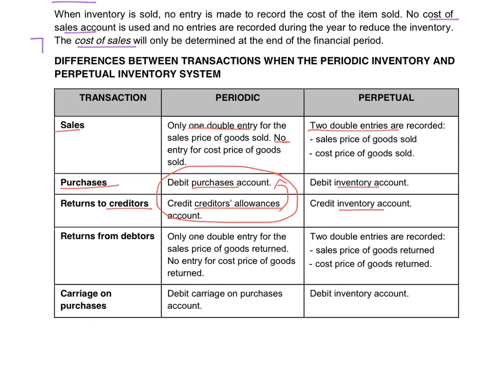At the end of the financial year, creditors' allowances will be transferred to the purchases account so that you can determine what is the total cost for the year. Returns from debtors.